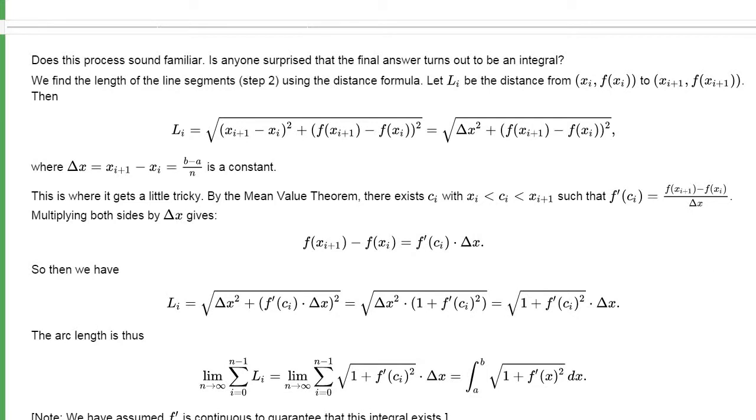Okay, well, that should sound familiar. Dividing up into n subintervals and approximating and then adding them up, taking the limit as n goes to infinity, we get an integral at the end. So let's see what this integral is going to look like.